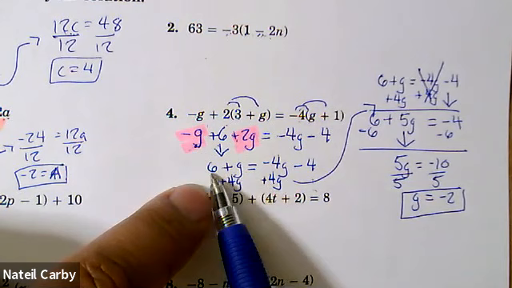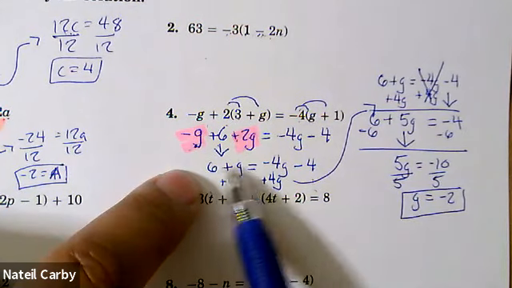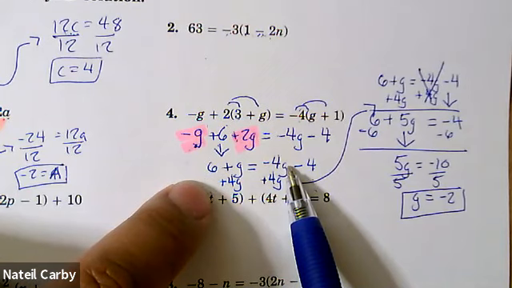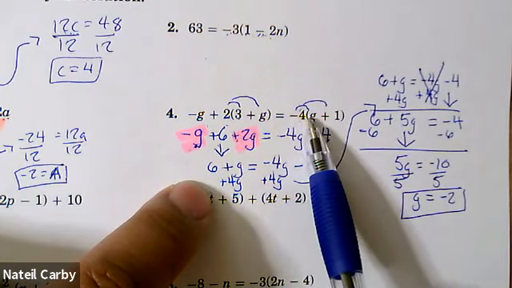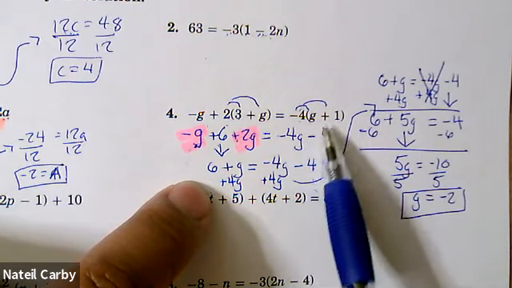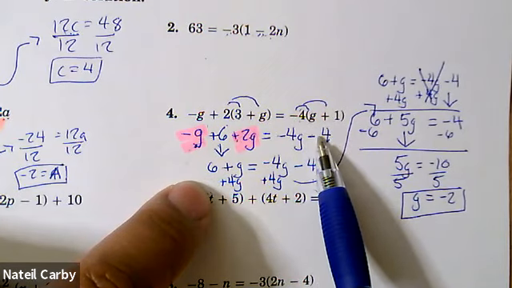6 plus G, I cannot add those. They are unlike terms, so I leave them like that. Come over here to the right side. -4 times G, -4G. -4 times 1, -4.